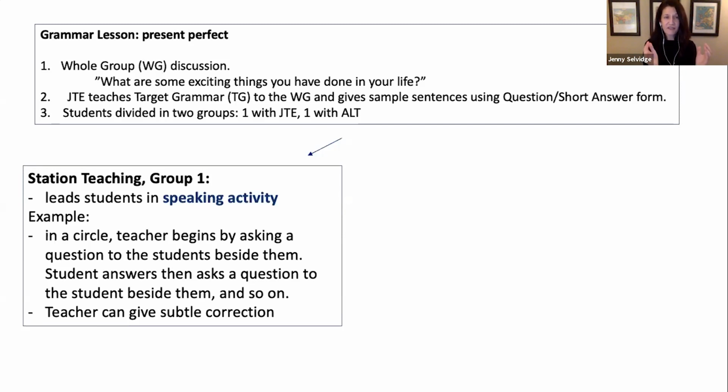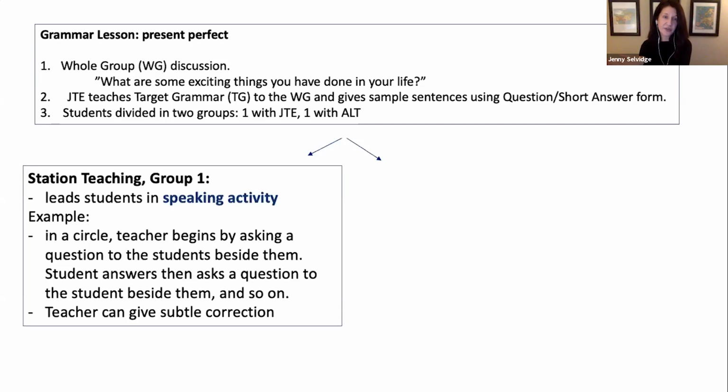So again, you have fewer students, and so the teacher can really see what's happening, and students have more of an opportunity to speak. When they're in a class of 40, they might speak once in a class or twice. So this gives them more chance to speak.